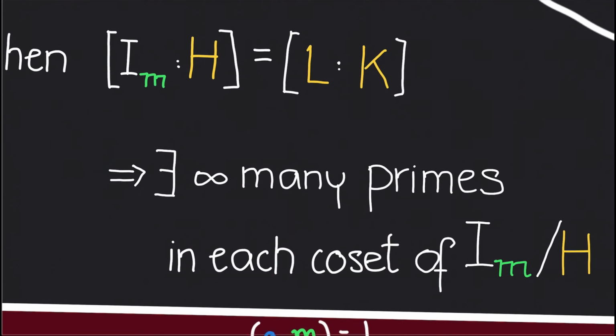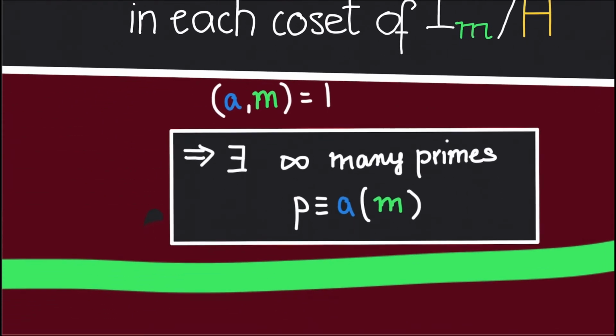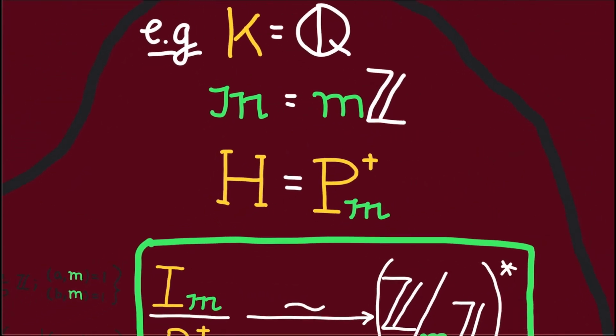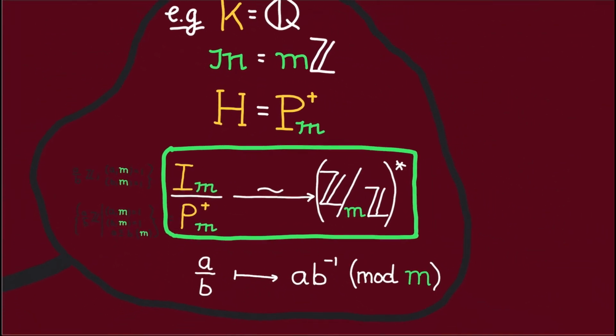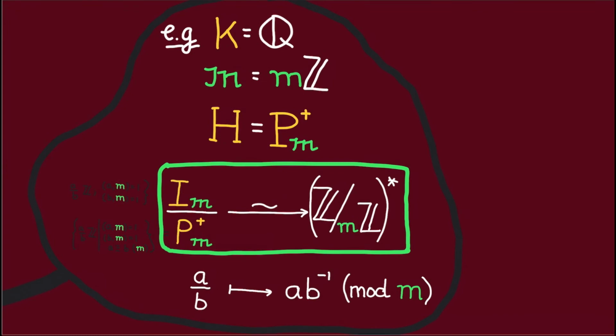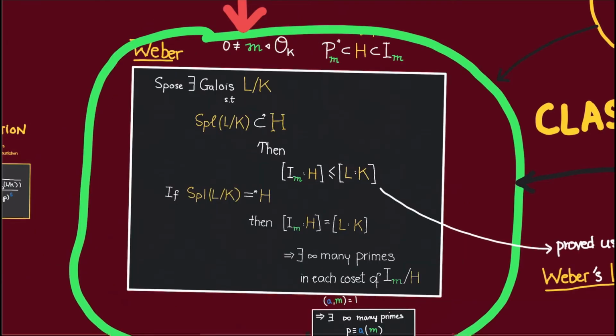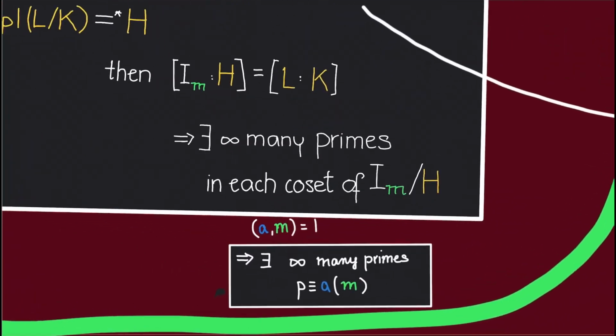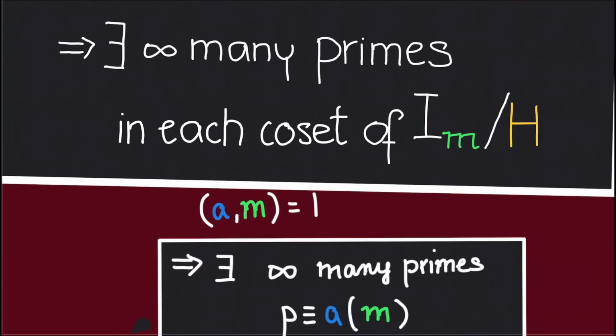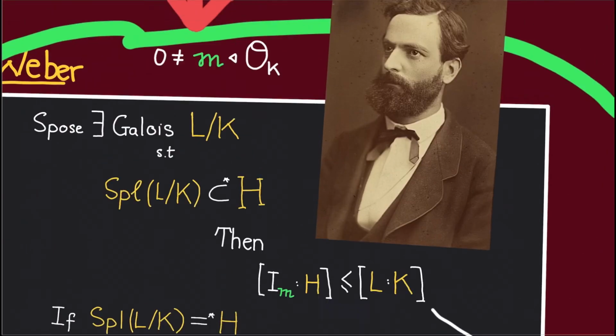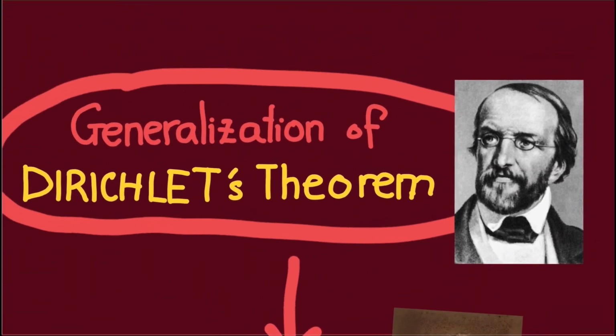Now, how is this a generalization of Dirichlet's theorem? Well, recall that we said that when K is just Q and m is just the principal ideal generated by some integer m, then (Z/mZ)* can be realized as a generalized ideal class group. In that case, then Weber's theorem says that there are infinitely many primes in each coset of (Z/mZ)*. And that is exactly the statement of Dirichlet's theorem.